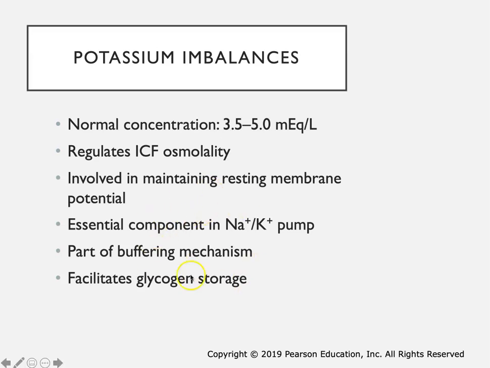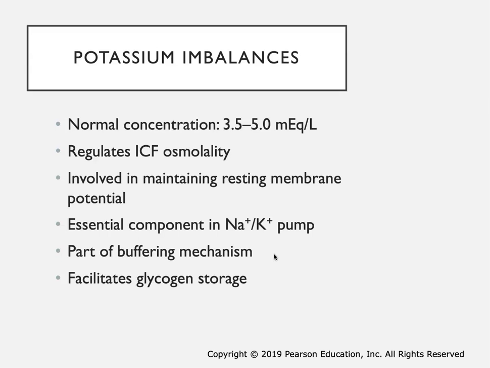It is also part of the buffering mechanism of the blood. When we say something is a buffer, or we talk about the buffering mechanism of the blood, that's the mechanism that's going to maintain that blood pH at about 7.4 where it should be. So again, imbalances in potassium are going to interfere with the pH of the blood. It's also involved in facilitating glycogen storage.